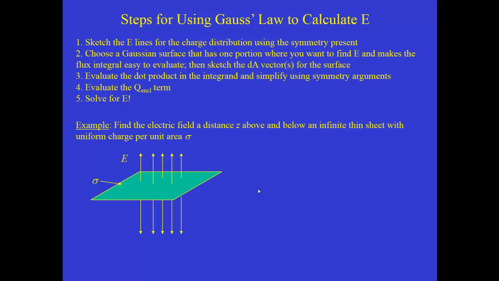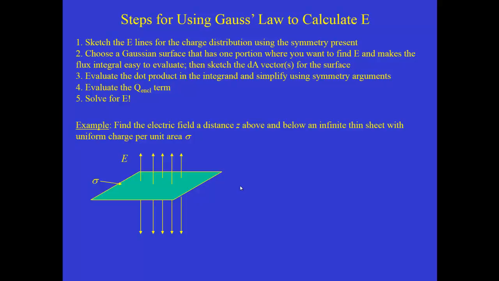Secondly, and this is the crucial step, we want to choose a Gaussian surface, which has to be a closed surface, that has one of its surfaces on the place where we want to find the electric field E. And this Gaussian surface should have an overall shape that makes the flux integral easy to evaluate. Usually this will mean having portions of this surface that are either parallel to or perpendicular to the electric field lines. Having then chosen a Gaussian surface, we want to sketch in the dA vectors that are normal to the surface, and there may be more than one because the surface may have different pieces to it.